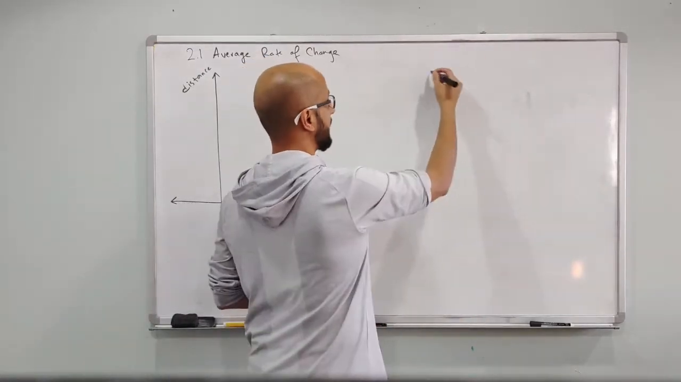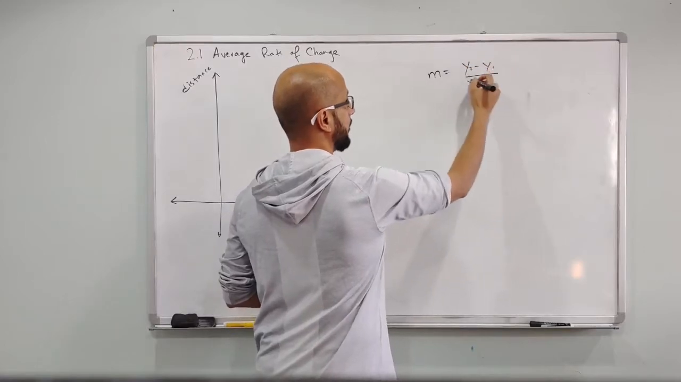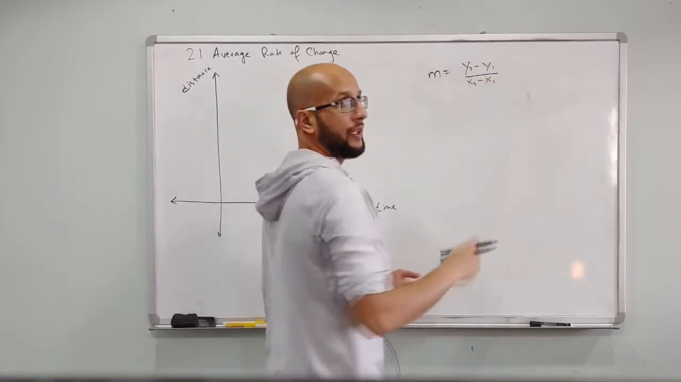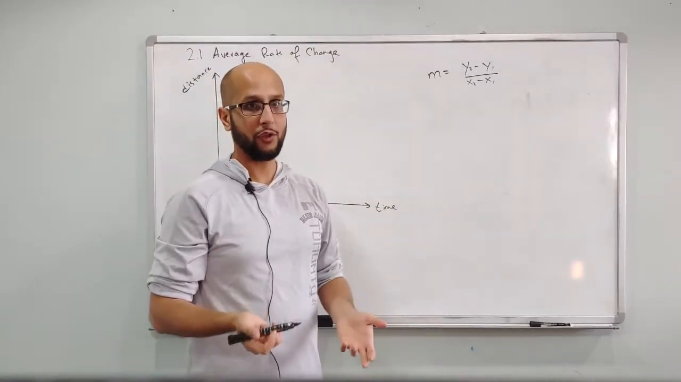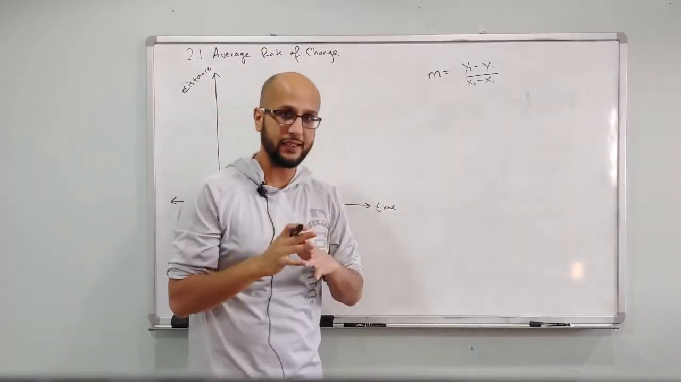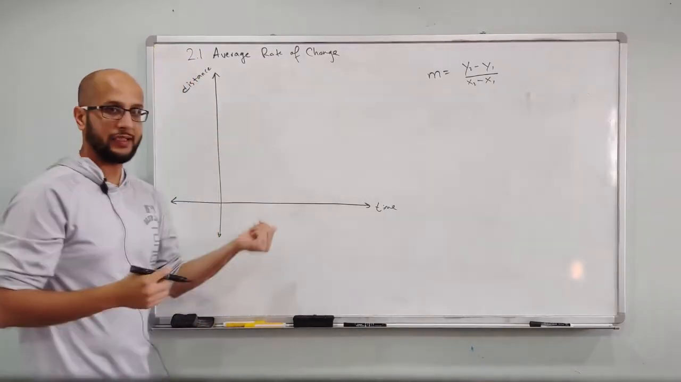In fact, it's exactly like something we've done in the past, which is slope, which is y2 minus y1 over x2 minus x1. So to find the slope is to find the average rate of change. However, its context and the way it's used is going to be a little bit different. So what we're going to do is take an example question.